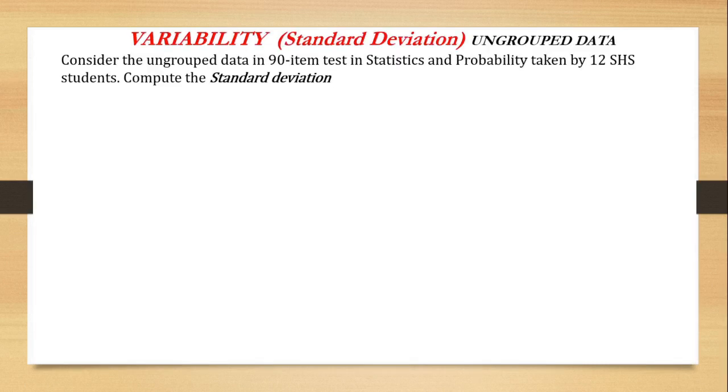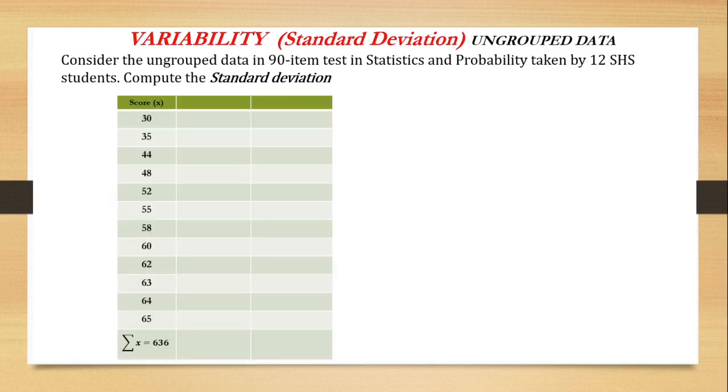Let us have an example. Consider the ungrouped data in a 90-item test in statistics and probability taken by 12 senior high school students. Compute the standard deviation. The table shows the raw scores of the 12 senior high school students and the total, the summation x, which is equal to 636.